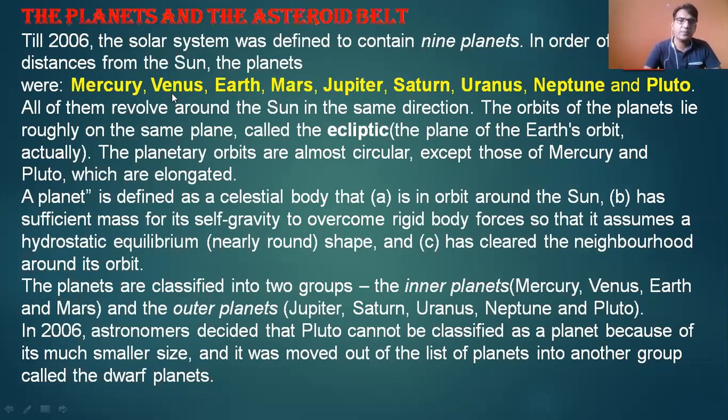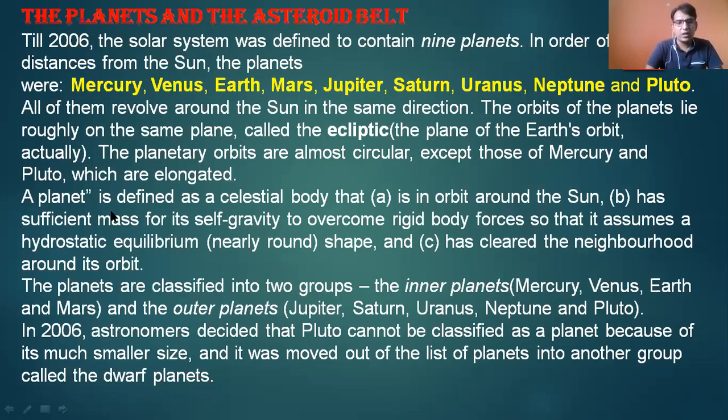This series is on the basis of distance: first Mercury, Venus, Earth, Mars, Jupiter, then Saturn. You can classify the planets on the basis of their distance from the sun, their composition, or their size, so there could be different classifications. All of them revolve around the sun in the same direction. The orbits of the planets lie roughly on the same plane, and the planetary orbits are almost circular except those of Mercury and Pluto, which are elongated.